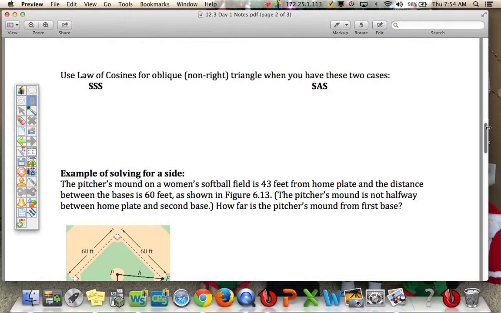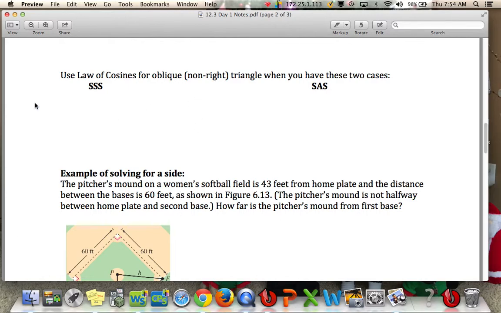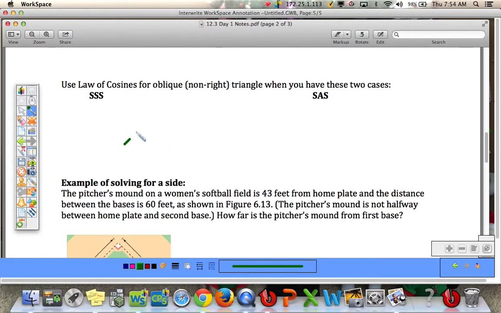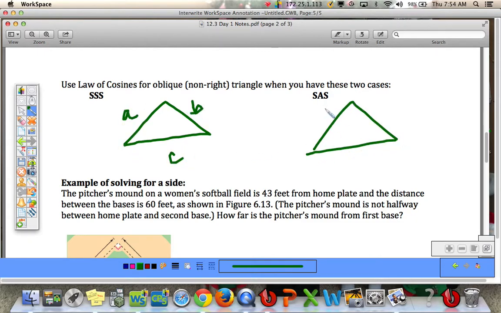Okay, so again, use law of cosines for oblique or non-right triangles when you have the two cases, side, side, side, or side, angle, side. We did that on the front. But again, I'll draw a picture of that so you can see what that looks like. So side, side, side would be if you had three sides, A, B, and C, but nothing else. And side, angle, side would be if you had some side here, some angle, and another side, but nothing else.